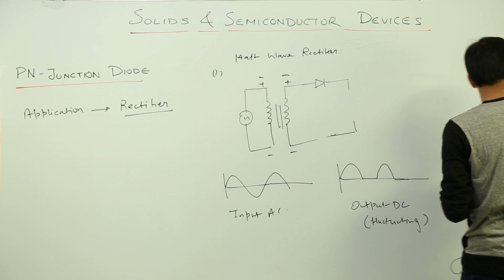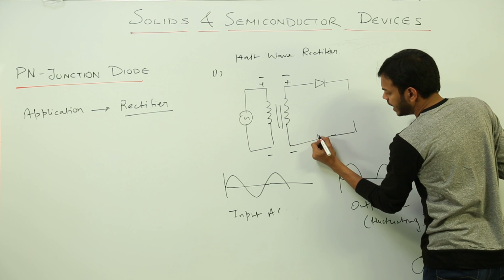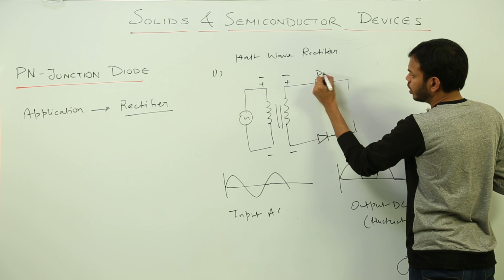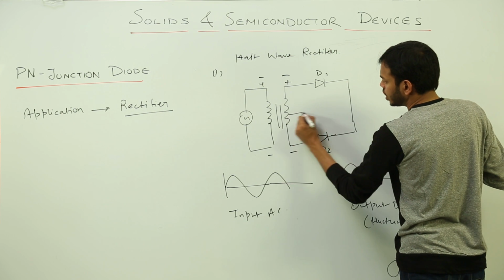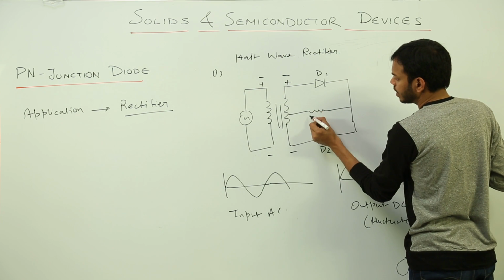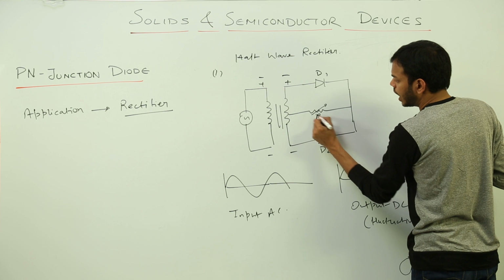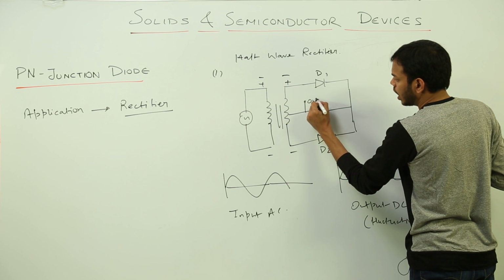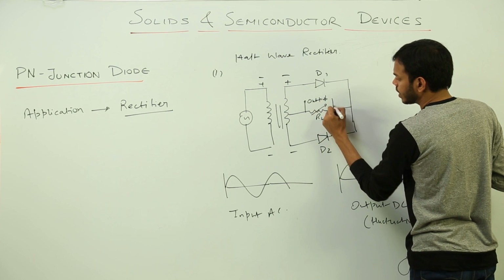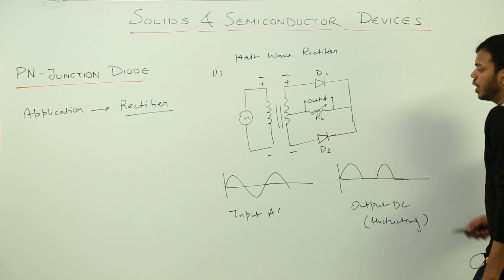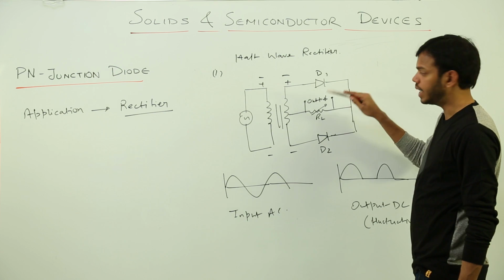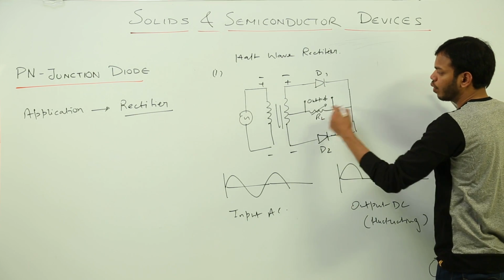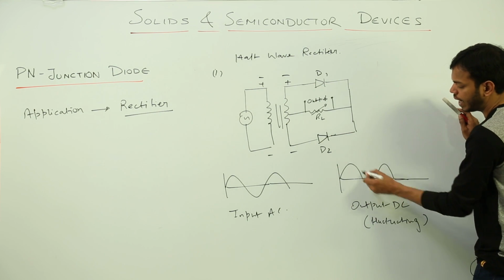See, this is what we do. We place another diode here. This is diode D1, this is diode D2, and the output is taken from the center. This is load resistance RL, across which output is taken. Now, during the positive half cycle, the diode D1 is in forward bias state, so D1 will conduct and you will get a current flow in this direction and there will be an output.